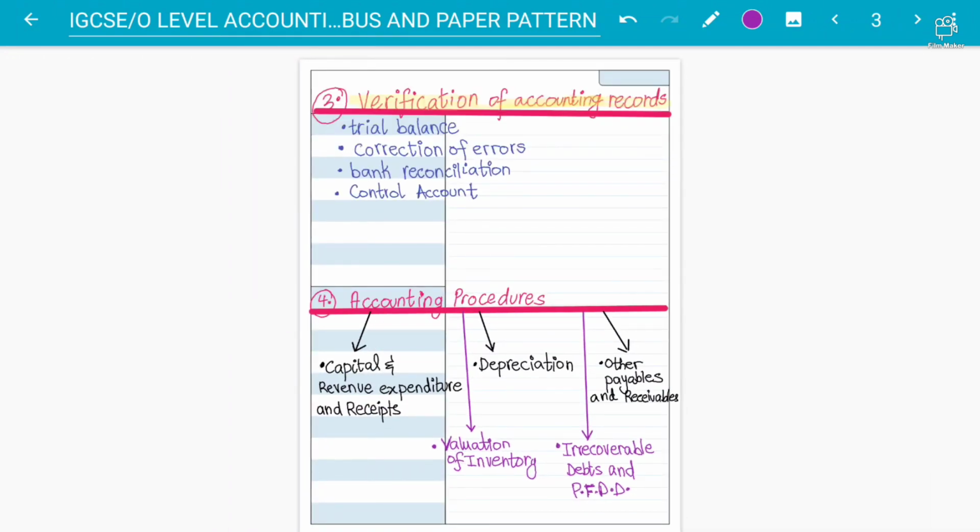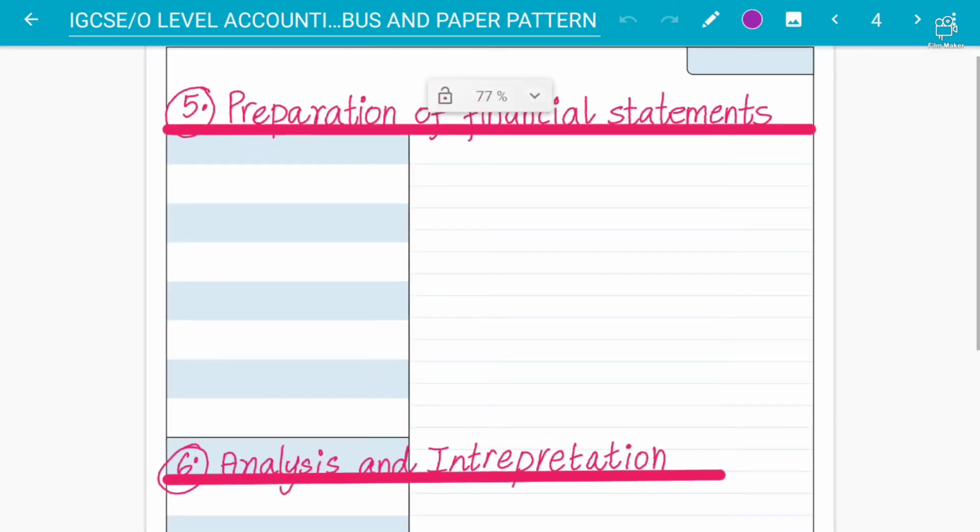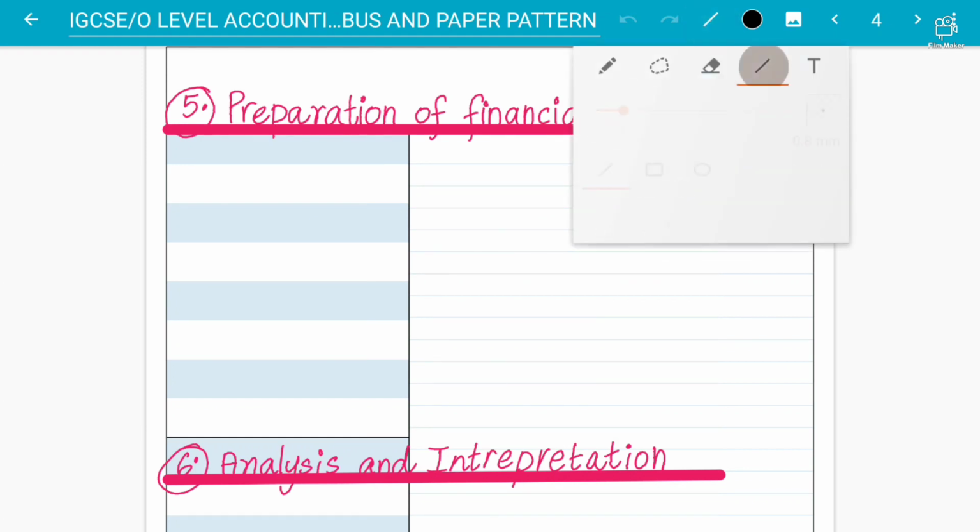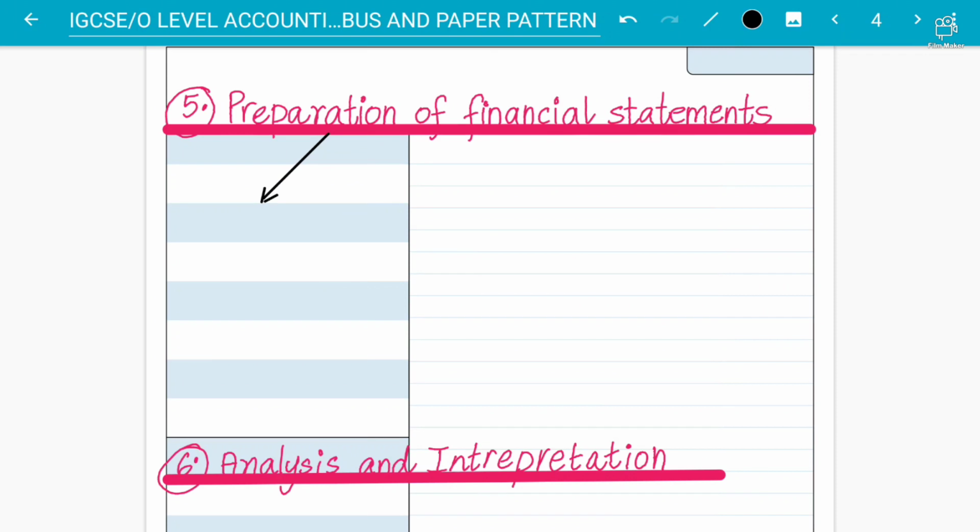Also note that there are 5 chapters in section number 4, just like there are 4 chapters in section number 3. Next we talk about section number 5, which is the most important and the most tricky as well, where students find it difficult, which is the preparation of financial statements. In this section we discuss how you make the statement of profit and loss, previously called the income statement, how you make the statement of financial position, and how you do the final year-end adjustments as well, students. So we have the topic of sole trader, that is 5.1.